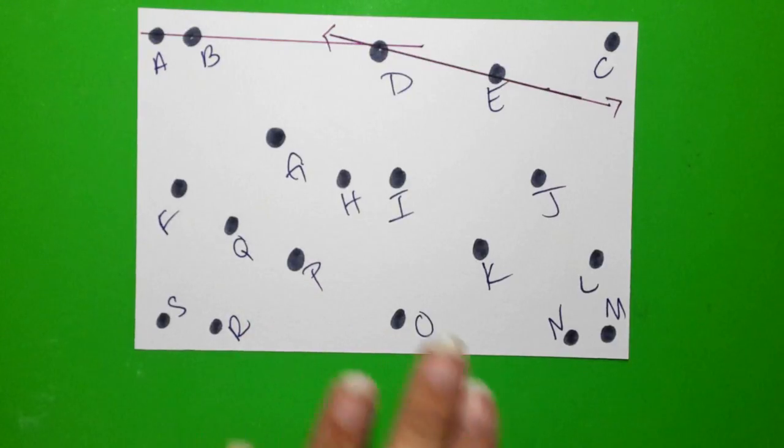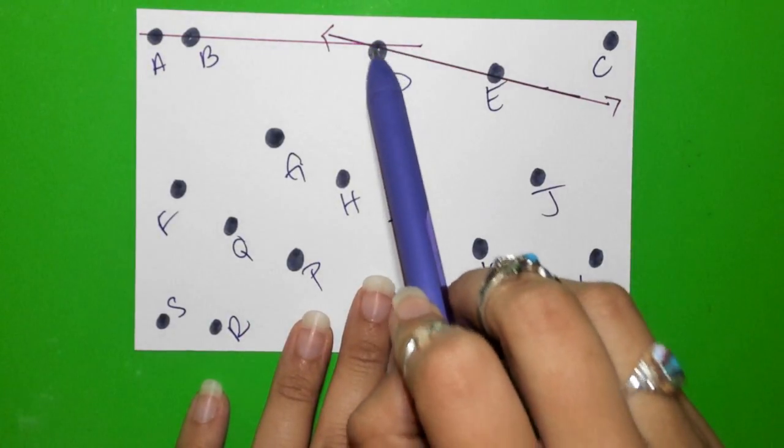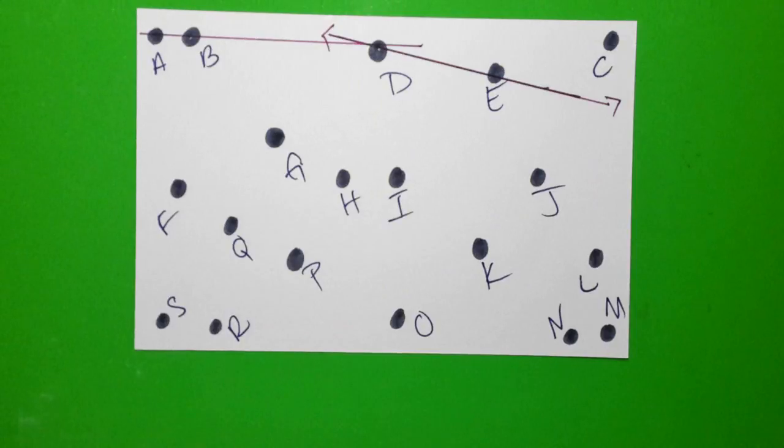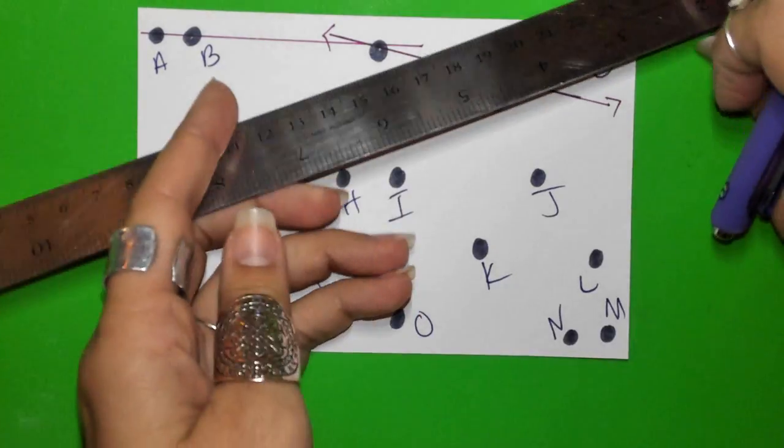Okay, now, Christian, can you tell me another line, and I want it to pass through point D? Any other line? D and C? Okay.